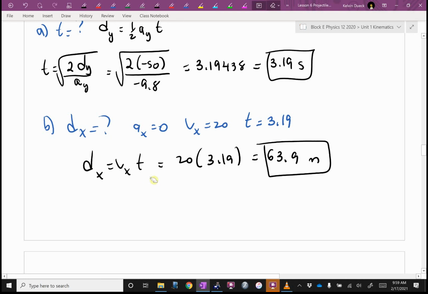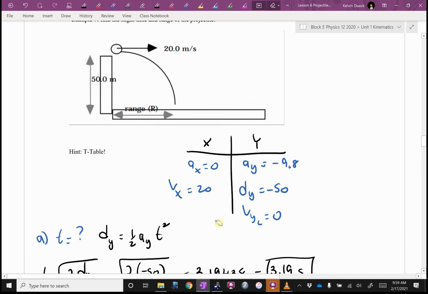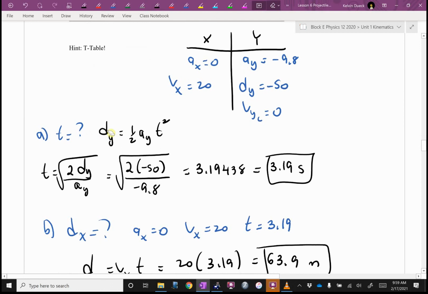In this equation right here, how would you get the t by itself? Divide by x. You don't have to do a square root or nothing. It's way easier. If I give you the horizontal distance, you'll find time. Then you can move the time to this column and find d by using this equation. You'd know t. You'd solve for d just by plug and chug.